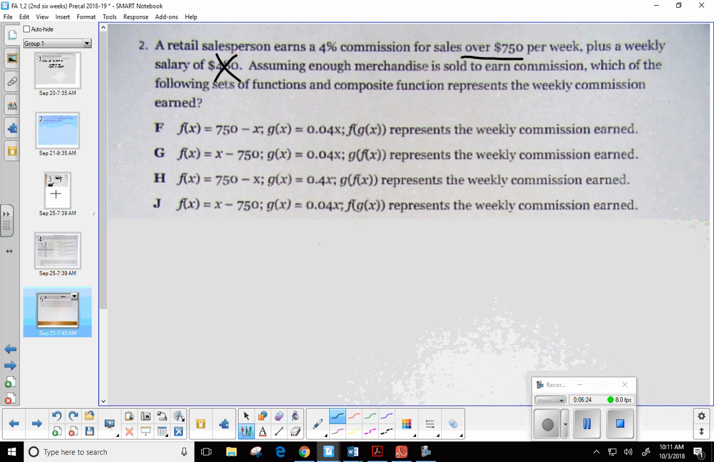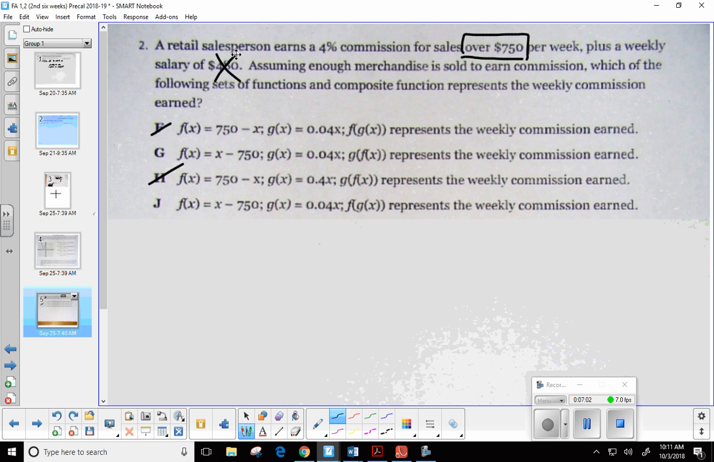Okay, so take a look at your answers. We either have 750 minus x or x minus 750, where x is going to represent the amount of sales you're going to make in a week. So what would make more sense? Would it be 750 minus x or x minus 750? Because what does the problem say? We want over $750, so it would have to be x minus 750. You only get that 4% if it's over 750. So any answer that says 750 minus x, that's already gone.